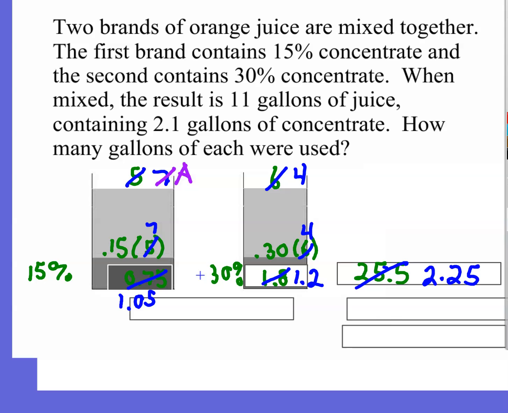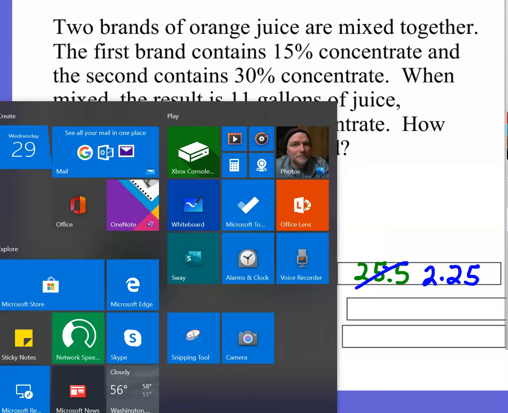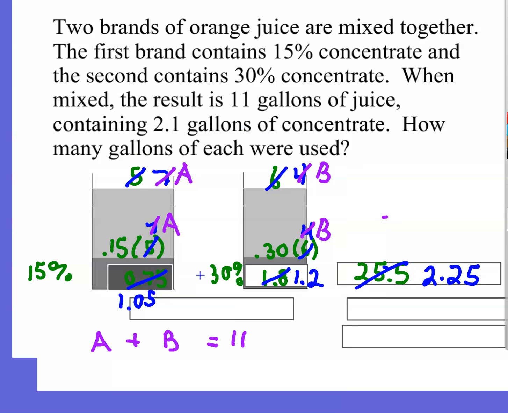So if I guess there's A here, then I've got to figure out what 15% of A is, just like I did before. And if I guess that this one is B, I've got to make sure that 30% of B adds up to the right amount here. So let's check and see what we've got going on. I know A plus B is supposed to add up to 11. Okay. I also know that 15% of A plus the 30% of B has to add up to 2.1. Okay, so let's write that.